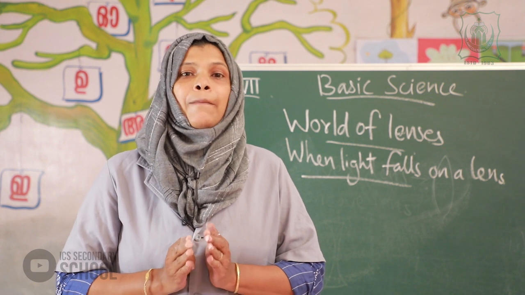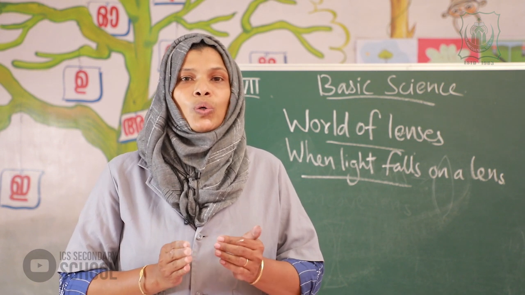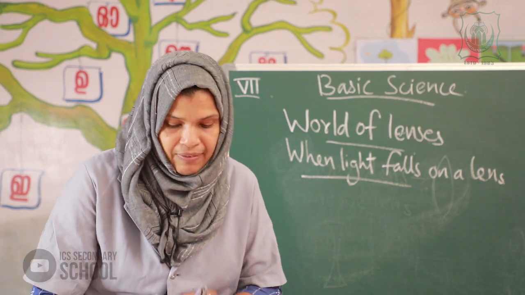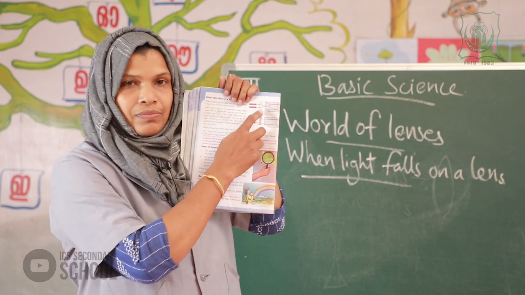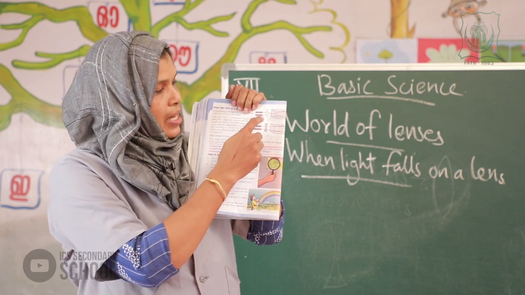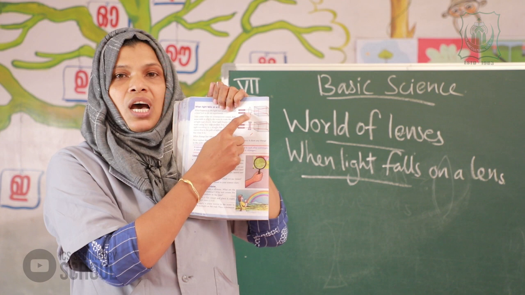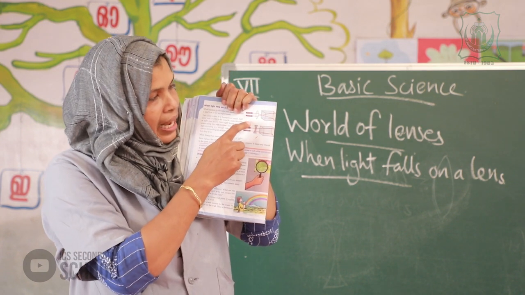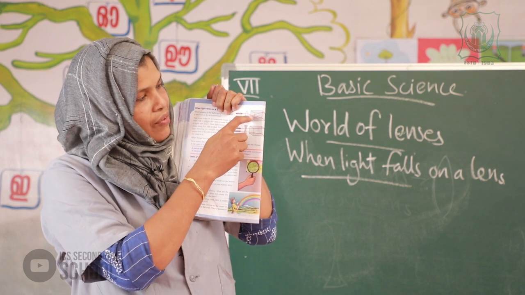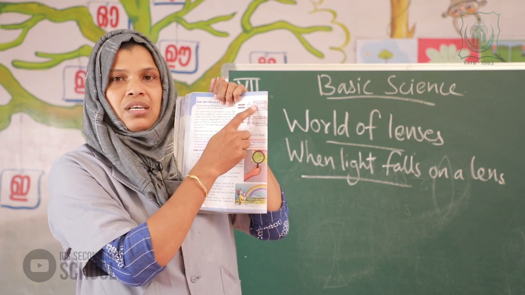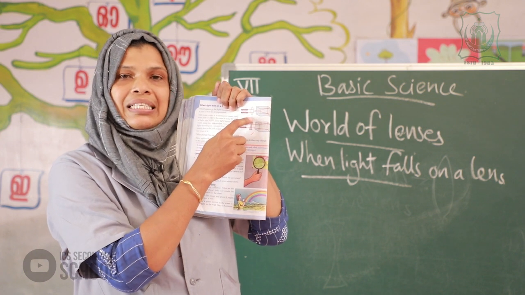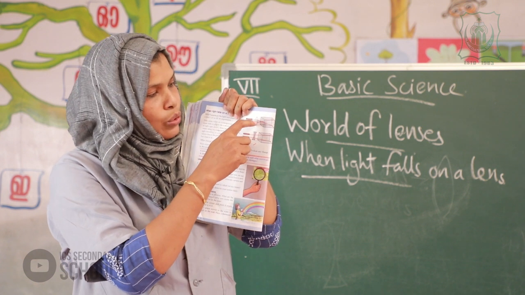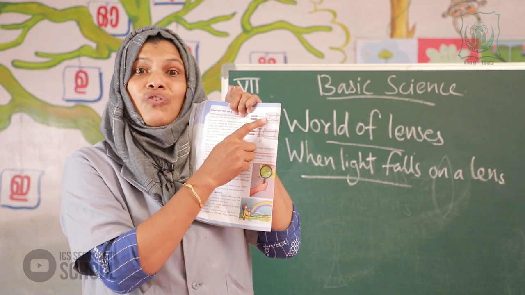Next, place a convex lens outside the vessel. Look at the picture. What happened? The light rays come very close to each other. That means the light rays converge by passing through the lens.